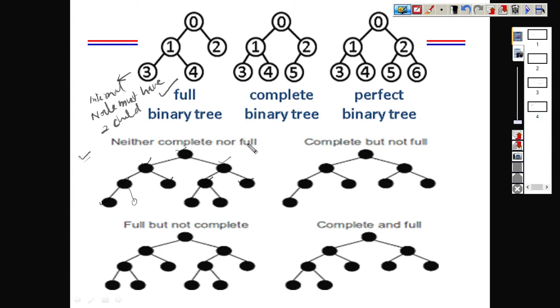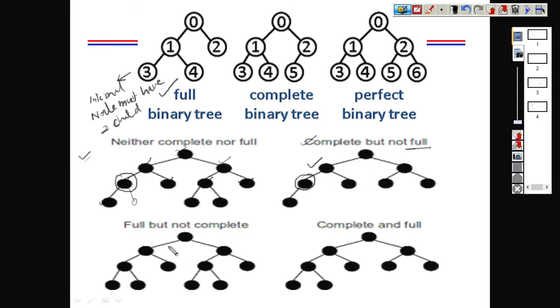So the full property says that every internal node must have two children. Now if you look at this, this is an internal node, but it does not have two children, so this is neither complete nor full. Now look at this. This is complete but not full, because it fulfills the property required for complete. But why is it not full? Because every internal node does not have two children, so this is complete, but not full.